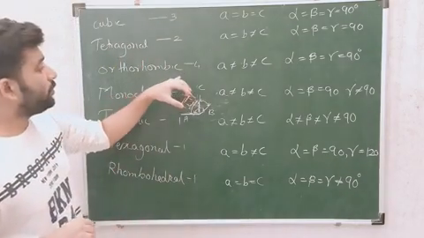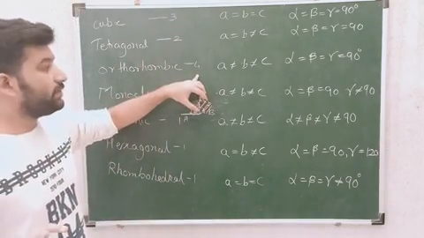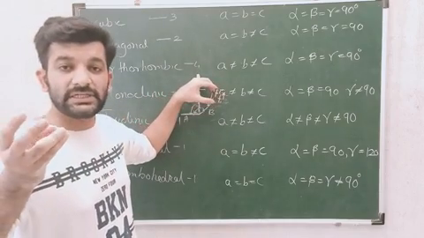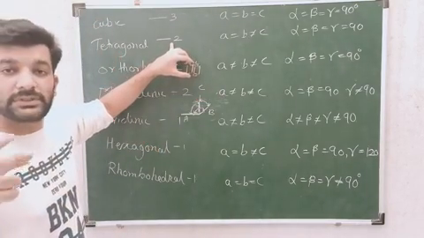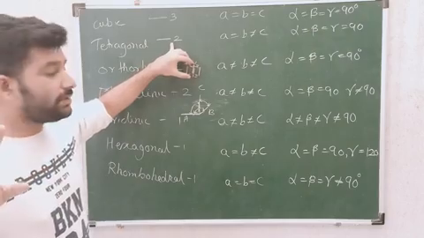So orthorhombic will have all four types, which are simple, body centered, face centered and base centered. Tetragonal will have two types, end centered and simple.